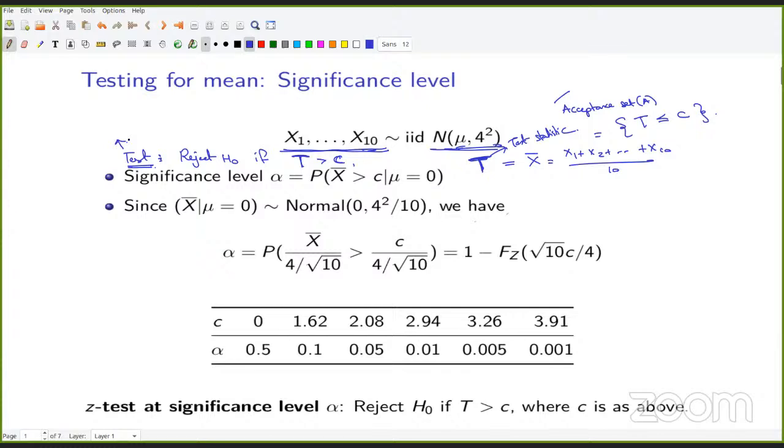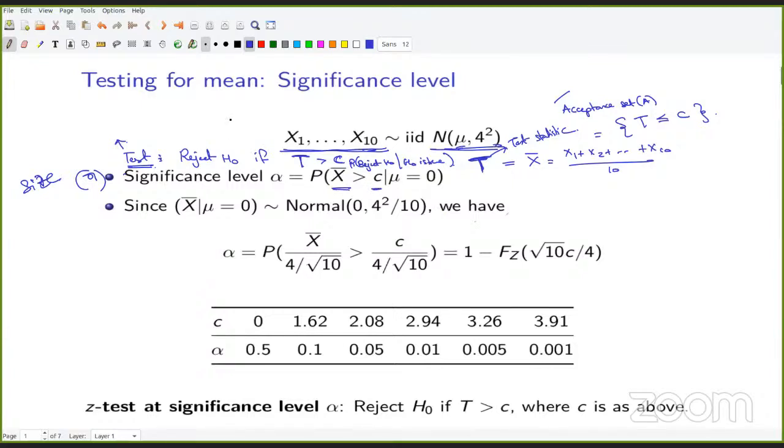Usually we don't find the power of the test. We actually find the significance level, which is the size of the test. Significance level or size, both are the same. In order to compute size, we know alpha will be equal to the probability that we reject h naught given h naught is true. So this is the alpha. When are we going to reject h naught? When t is greater than c. What is t? t is actually the sample mean. So alpha will be equal to the probability that the sample mean is greater than c, given h naught.